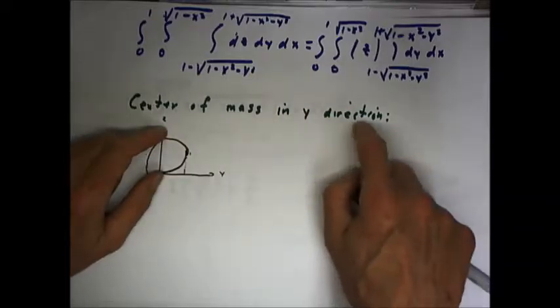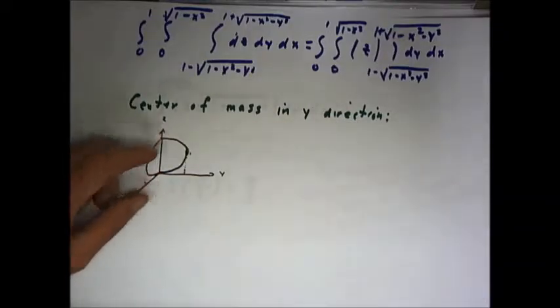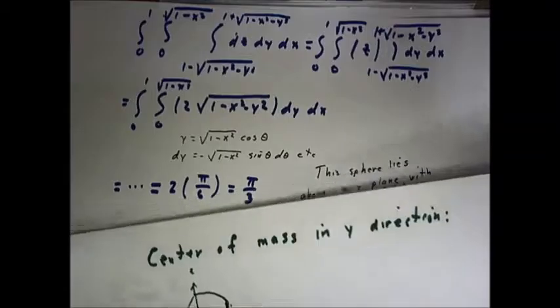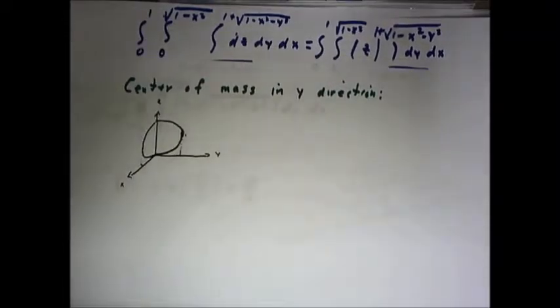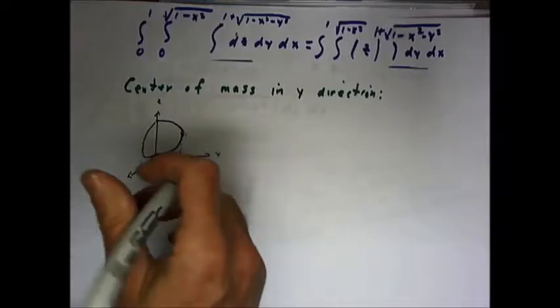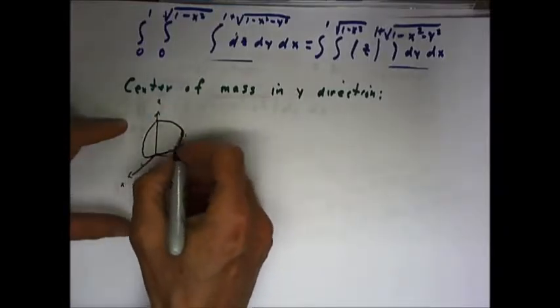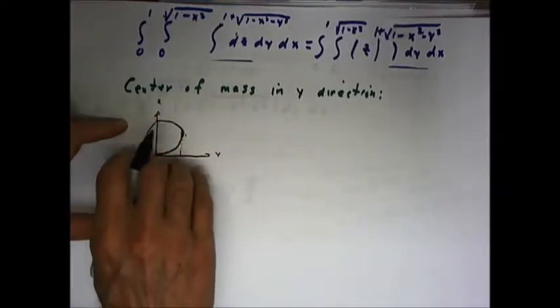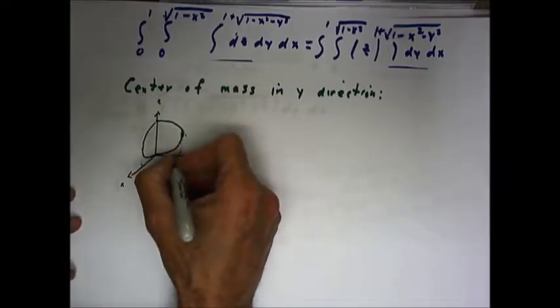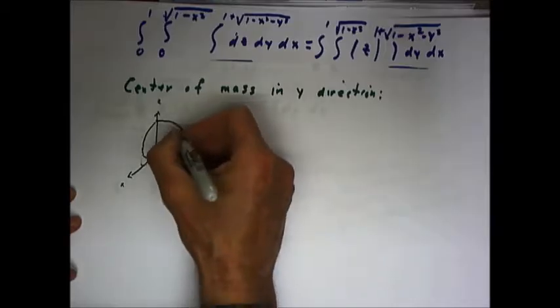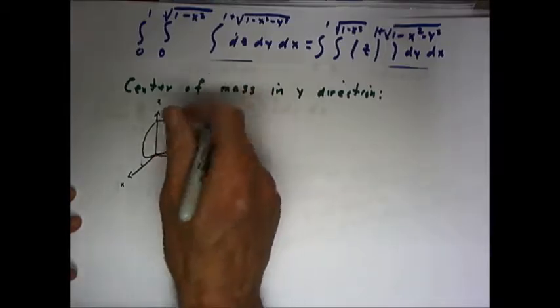We want to find the center of mass of this region in the Y direction. Remember, we also had a density function. Density equals 1 plus Y. So what we want to do is just to understand what we mean by the center of mass. I'm going to imagine partitioning the Y-axis, and I'm going to draw the contour lines along the surface.